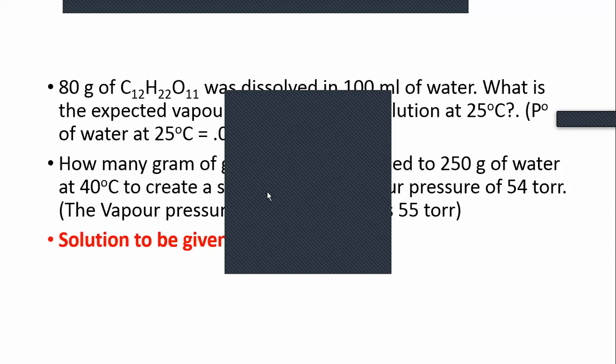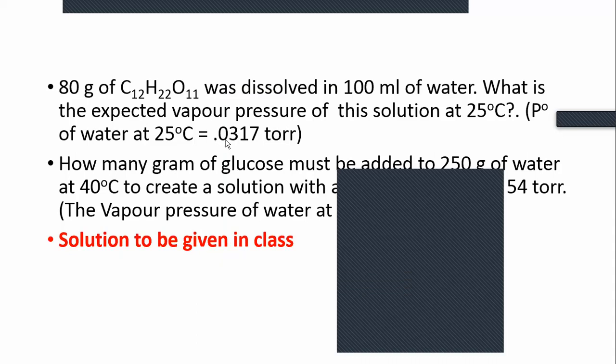Our P solution is going to be what? 0.96 times 23 points. Let's see what we have here. Okay, no. The P dot is 0.0317. So 0.96 times 0.0317 is what? Quickly give me the answer. 0.0304. Exactly. But you have to write the unit. It is in torr.